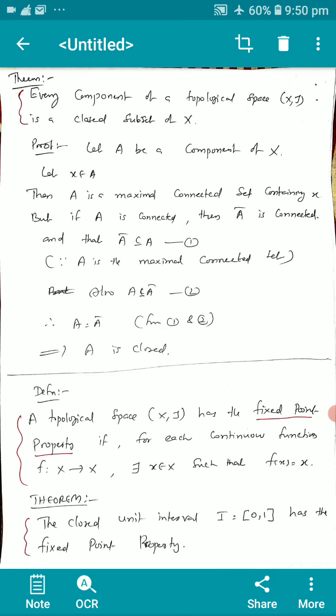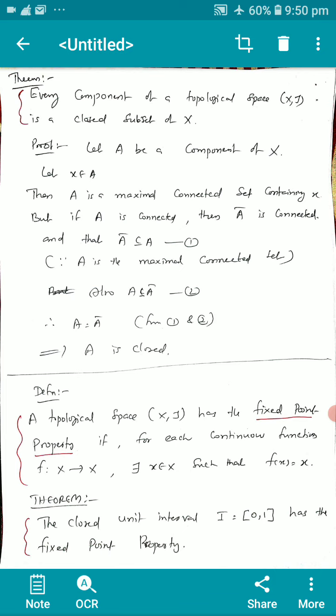Next definition: a topological space X has the fixed point property if for each continuous function f from X to X, there exists x in X such that f of x is x itself.